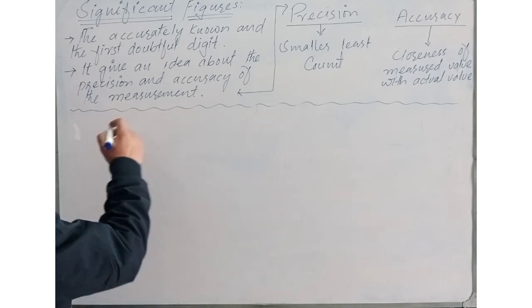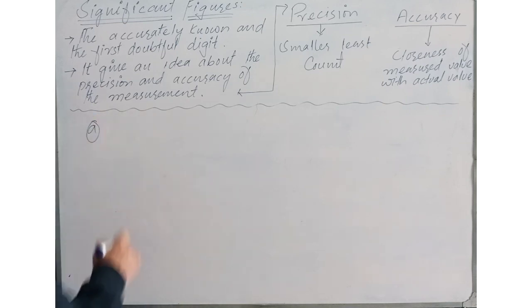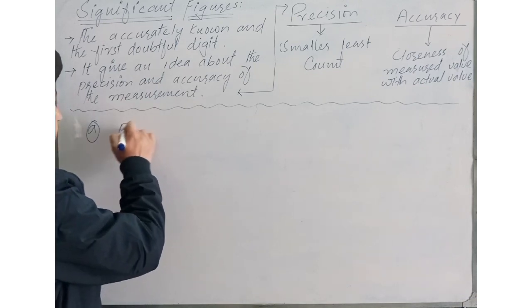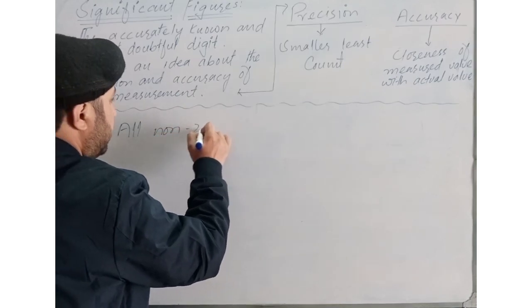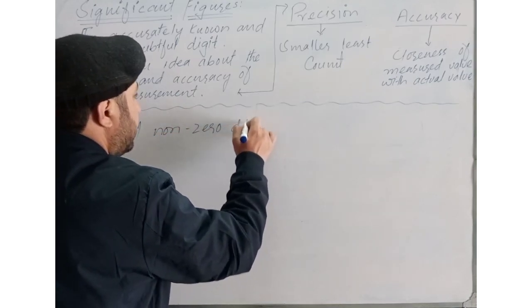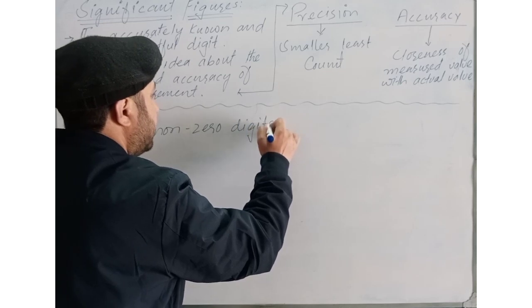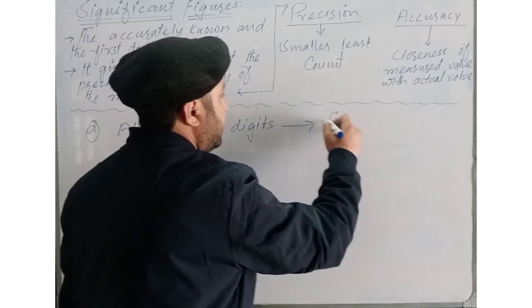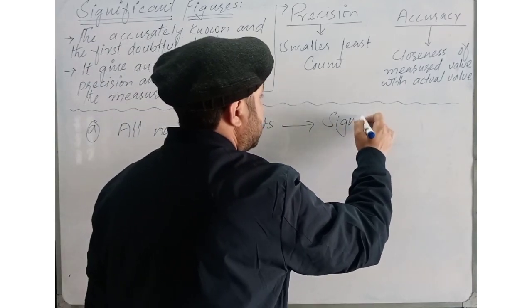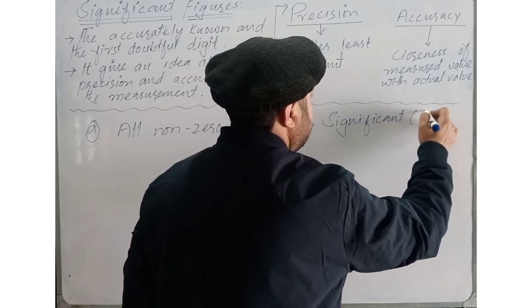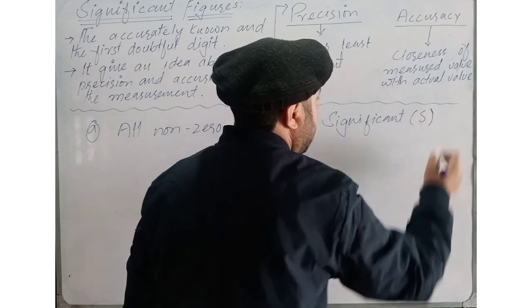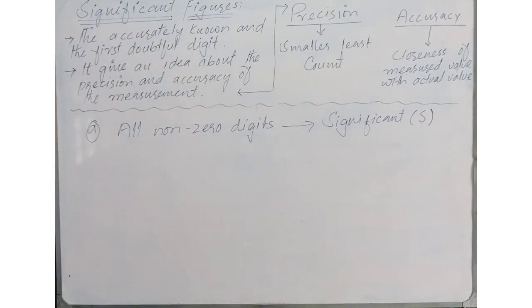So the first point is that all non-zero digits are significant, right? We can write S for significant and NS for non-significant.